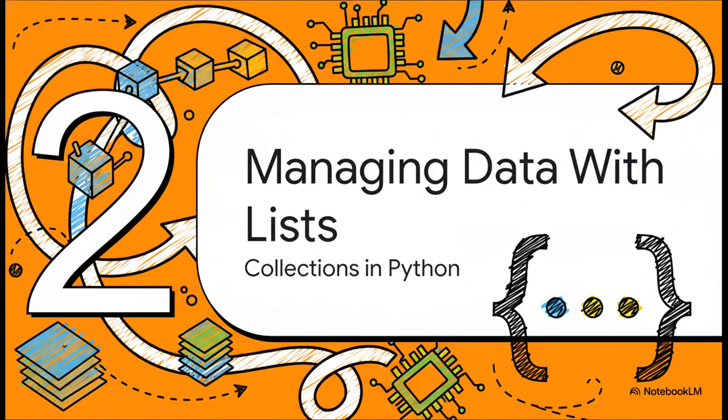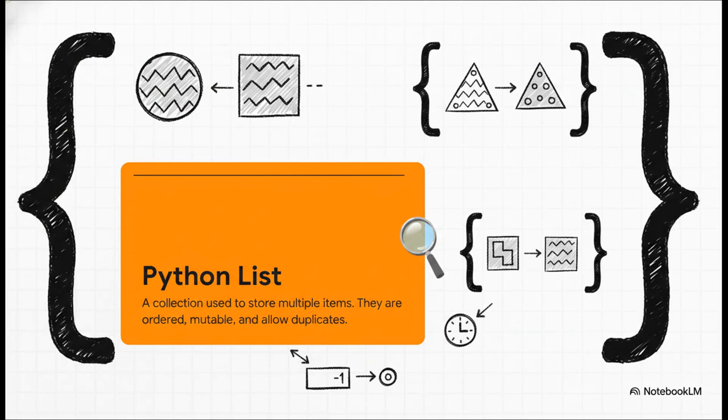All right, let's move right along to our second big topic, managing data with lists. This is where we see exactly how Python handles collections of information. Think of a list as a highly organized, totally changeable container. You create it using square brackets, and the really cool thing is it can hold literally anything. A sequence of numbers, strings, or even a crazy mix of different data types, like a number right next to a Boolean right next to some text.